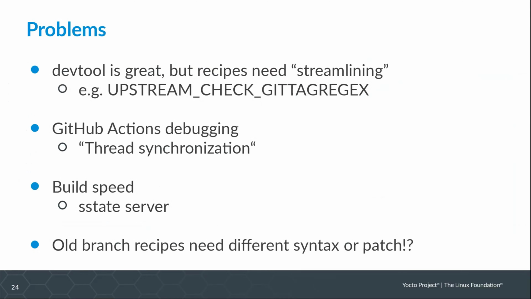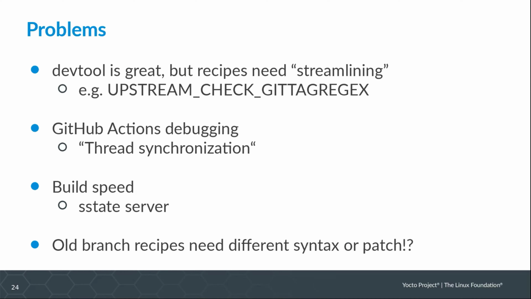Problems. Yeah, DevTool is great, as said, but recipes need streamlining. So you need to add some bits and pieces so that the auto upgrades work with DevTool. For instance, the upstream Git tag regex thing that allows you to specify what kind of new releases you want to upgrade to. So, what you want to upgrade.